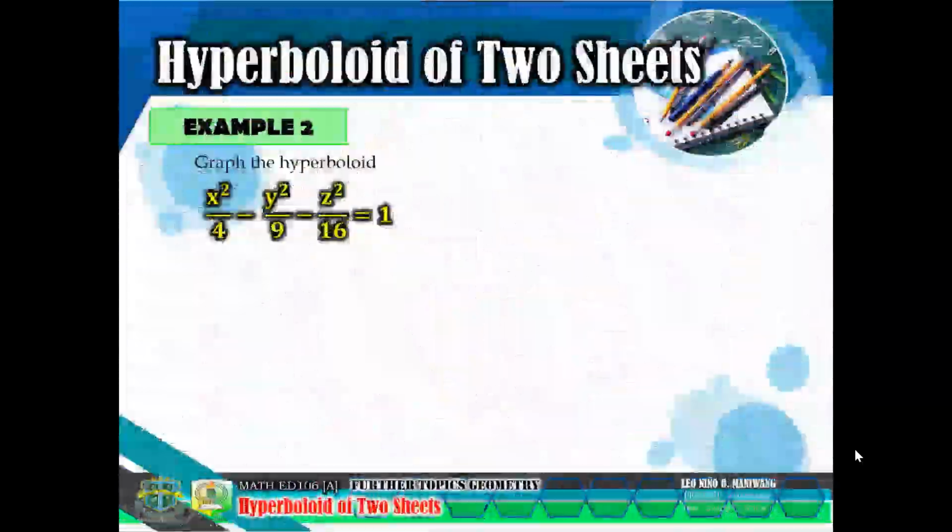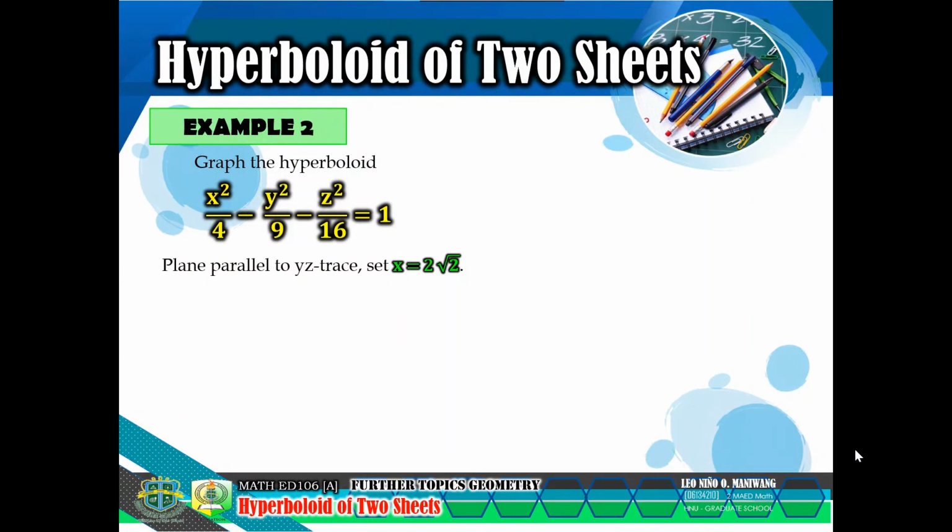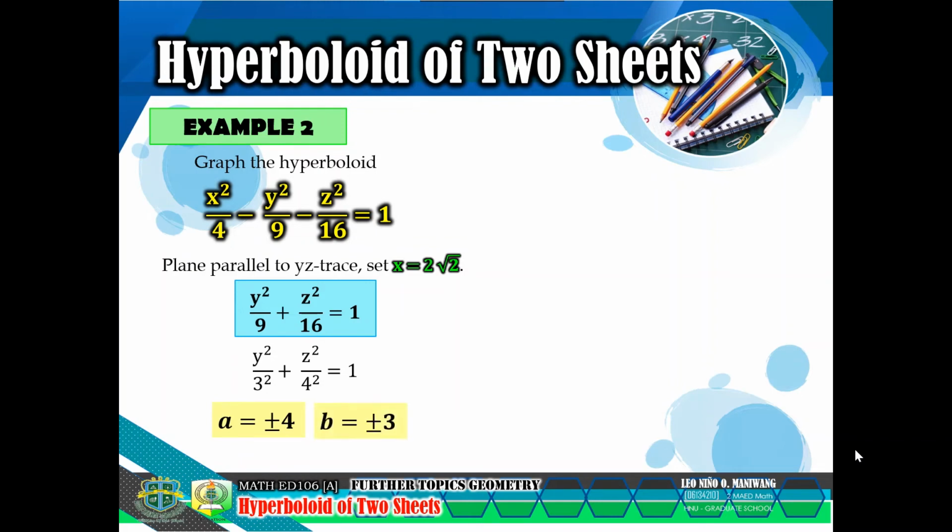Now we continue with solving the plane parallel to the yz trace by setting x equals 2 square root of 2. We have the equation of the ellipse y squared over 9 plus z squared over 16 equals 1. Now, we can simplify that further as y squared over 3 squared plus z squared over 4 squared equals 1. And we have the value of our A to be plus and minus 4, and the value of B to be plus and minus 3. This time around, it is an ellipse, and we know that the major axis is along the z variable and the minor axis is along the y variable.